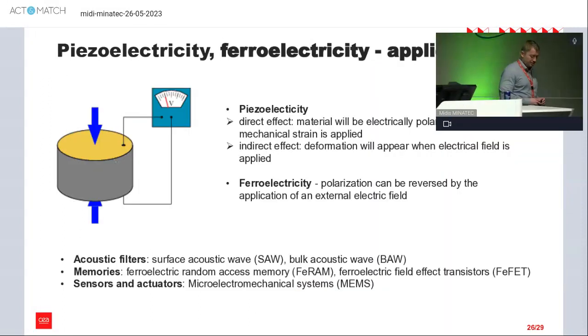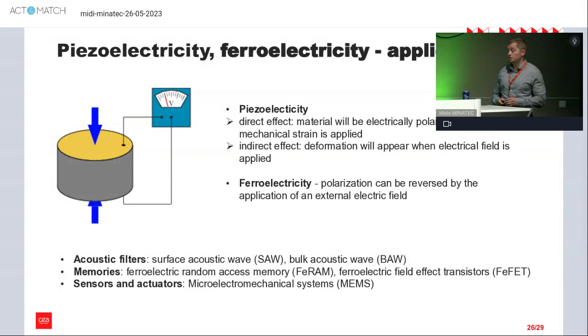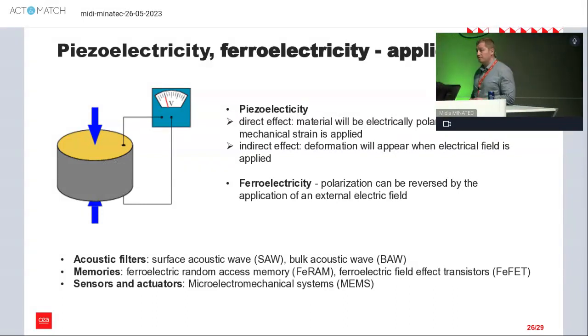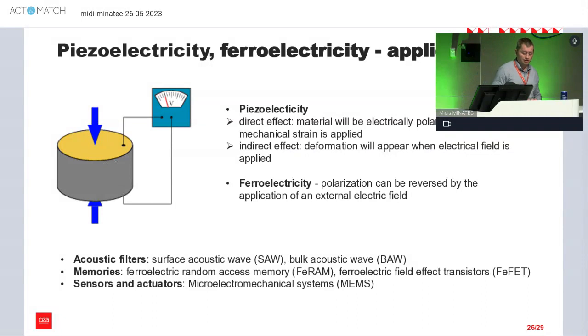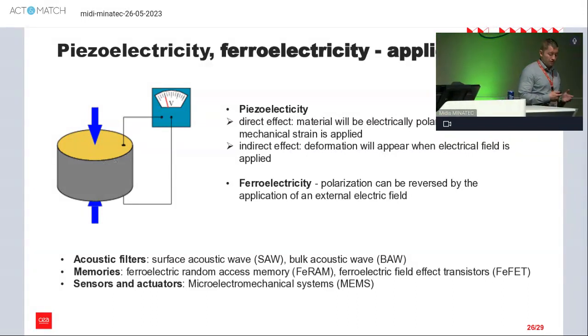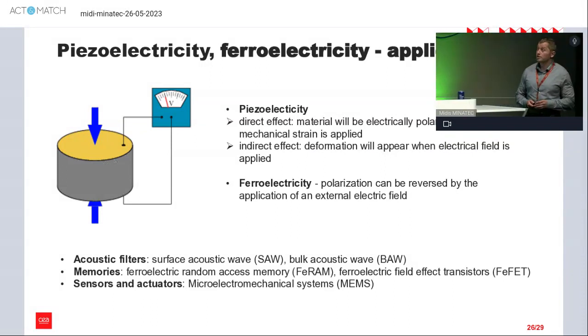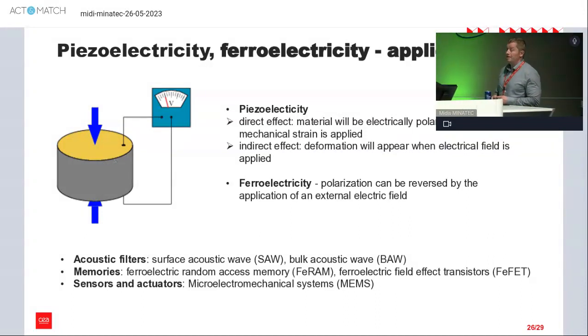And the last example of characterization is for piezoelectric and ferroelectric materials. In piezoelectric materials, we can have direct effects. So when we apply strain to the material, the electric field will appear, and we can have also indirect effect. So deformation will appear when an electric field is applied. So we'll use these effects for AFM to characterize piezoelectric materials.